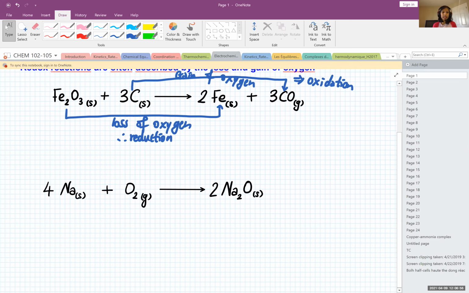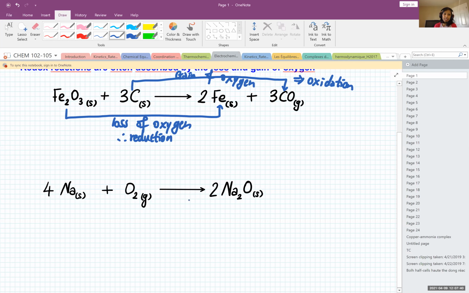Now let's take a look at the second reaction here. Now we have sodium reacting with oxygen to form sodium oxide. If we look at sodium, how can we define this process? We can say, yes, sodium has gained oxygen, so it has been oxidized. But if we want to use the same description in terms of transfer of oxygen, what are we going to say about oxygen? Like I said, if oxidation has happened in this reaction, reduction is also taking place. There cannot be one without the other. So what do we say about oxygen? Can we say that oxygen has lost oxygen? Does it lose itself? It's not a very good description, right?